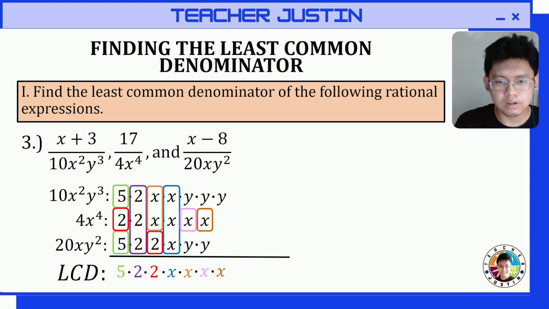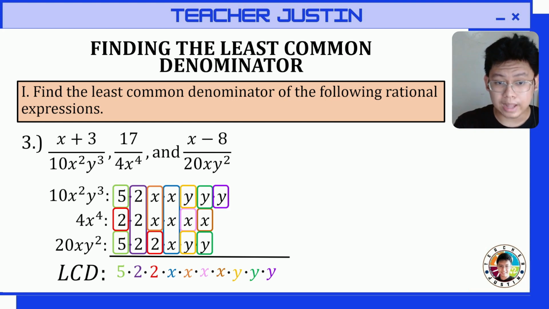Tapos sa y naman, ganun din. Since meron tayong common na y, dagdag natin yan. Isa pa. And yung walang partner na y, isasama din natin sa least common denominator. Okay, then let's multiply 5 times 2 times 2.